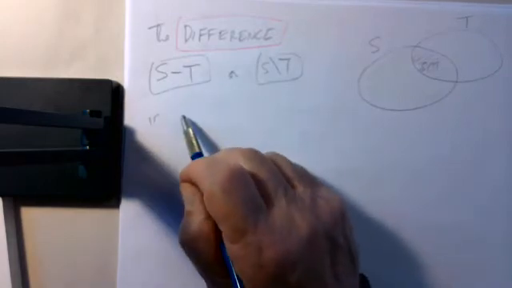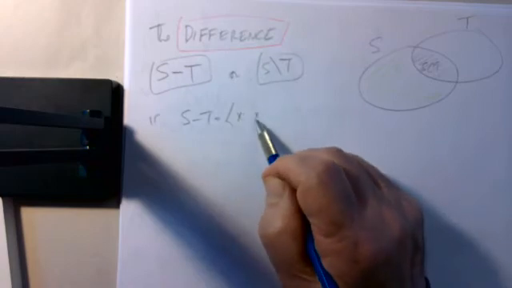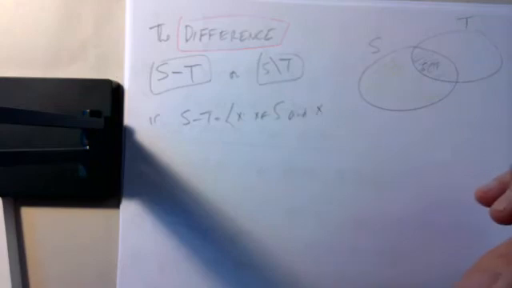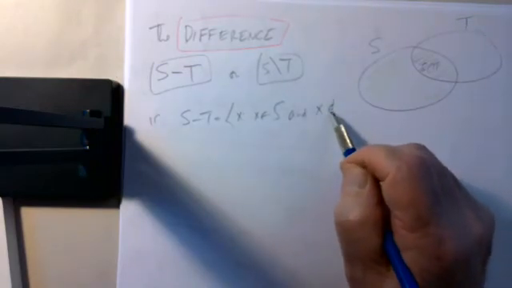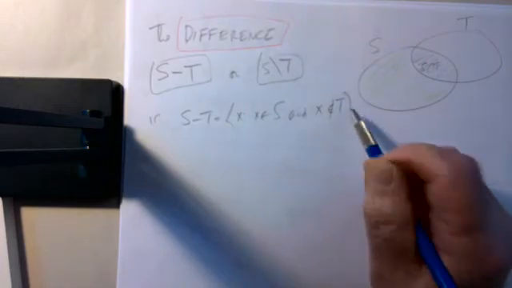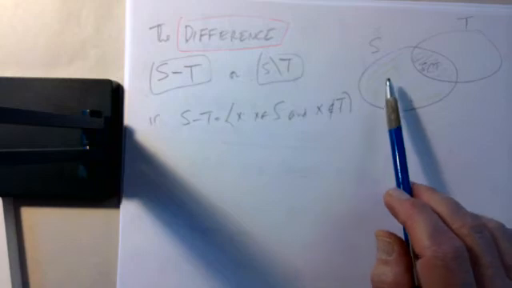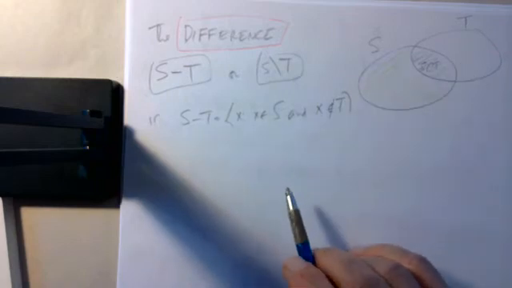This is the set of all X such that X is in S and X is not in T. How do you say something is not in a set? You put a slash through this epsilon sign. So this green indicates all the elements of S that are not in T. That's S minus T.